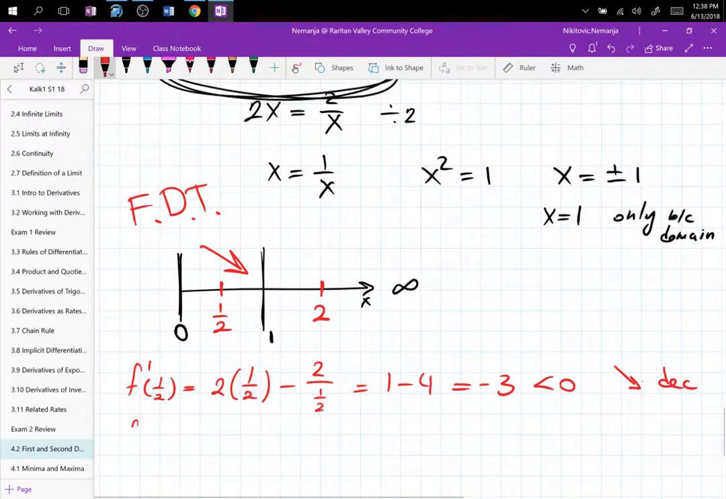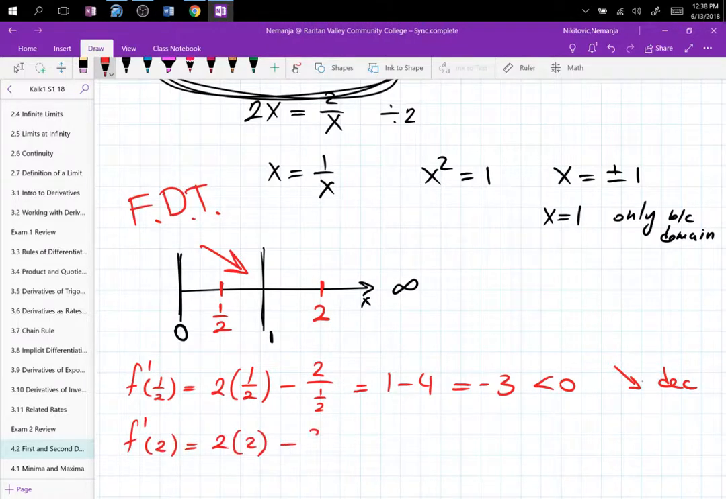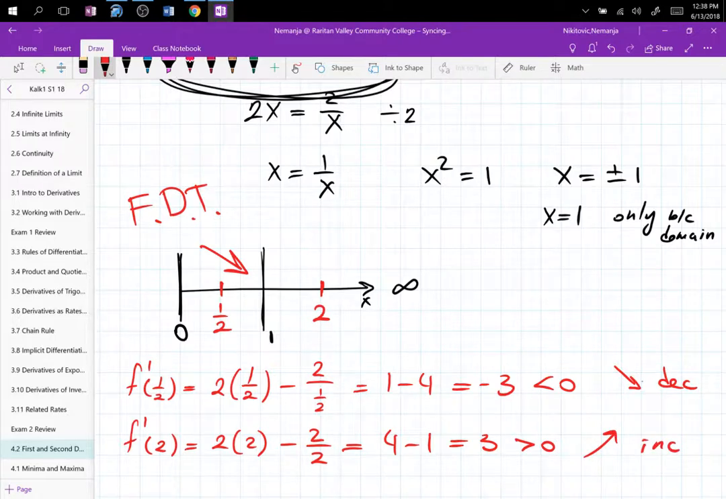F prime of 2 is 2 times 2 minus 2 divided by 2, which is 4 minus 1, which is +3, larger than 0, increase. All right.